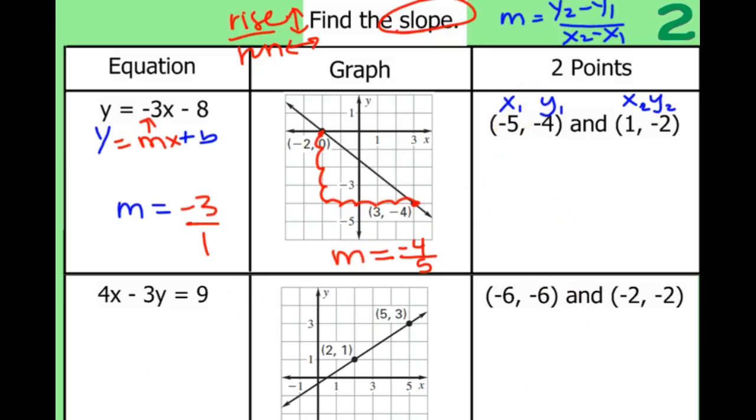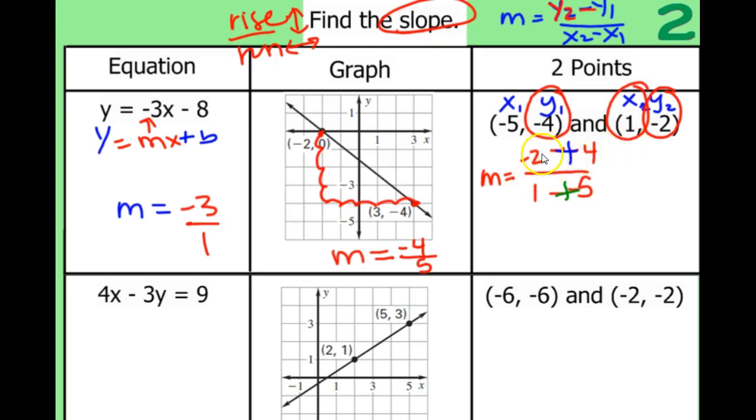So I'm going to take these 2 points and plug them in. First, I'm going to look for y2. My second y right here is -2. So I'm going to put that on the top left, -2. Then it says minus y1, which is -4. I know 2 negatives are going to make a positive. And then x2 on the bottom is 1 minus x1, which is a -5. Those 2 negatives again make a positive.